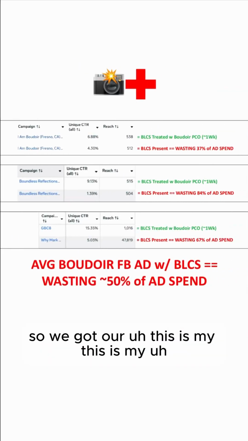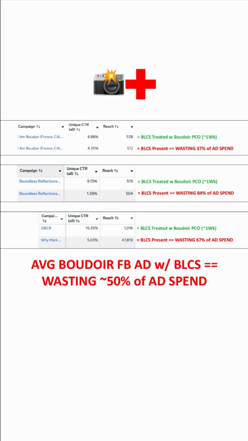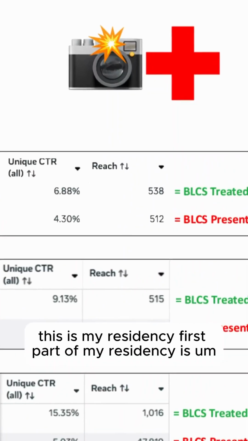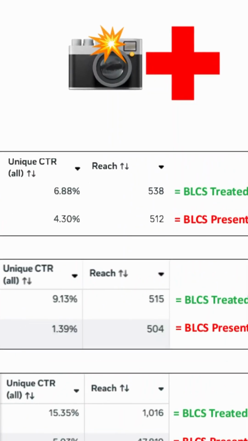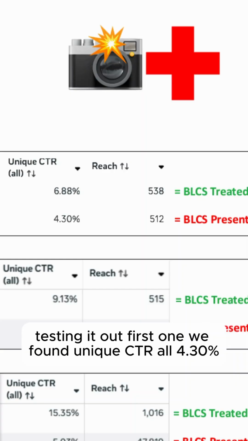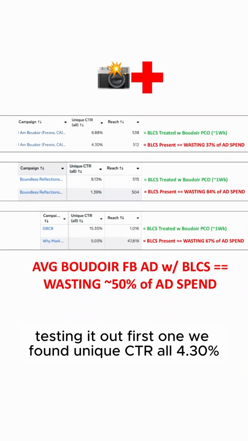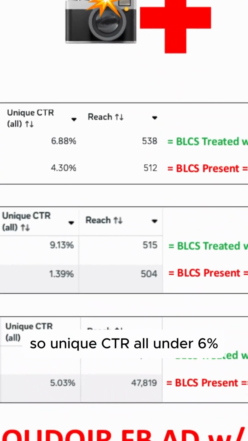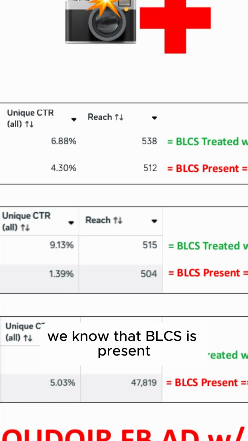This is my residency. The first part of my residency is finding a Boudoir Facebook ad out there, bringing it back to the hospital, and testing it out. The first one we found had a unique CTR all of 4.30%, so unique CTR all under 6%. We know that BLCS is present, aka Boudoir low click syndrome.